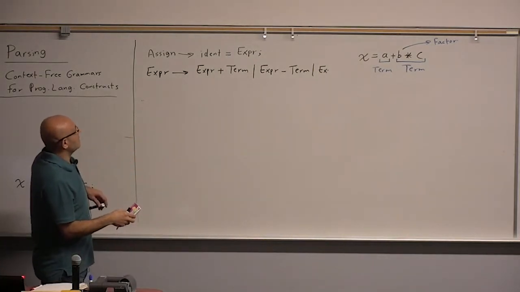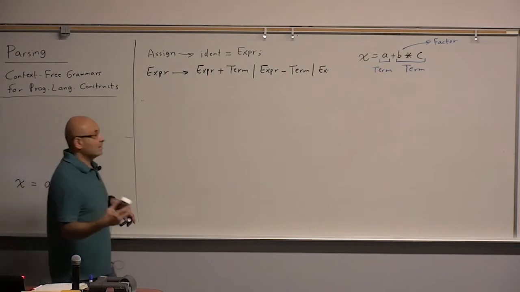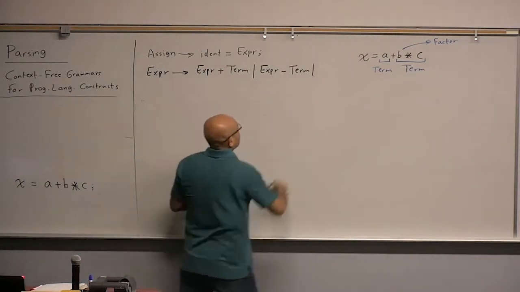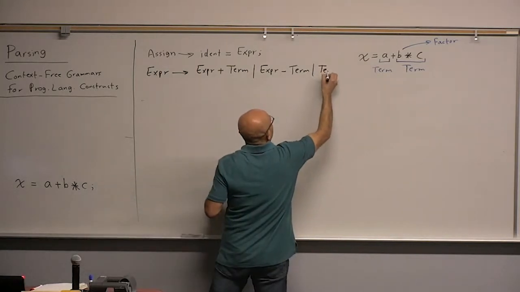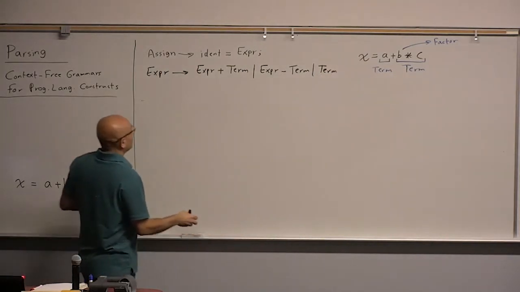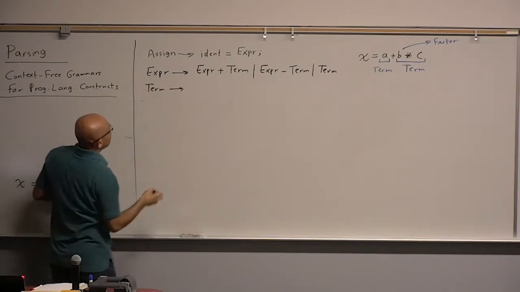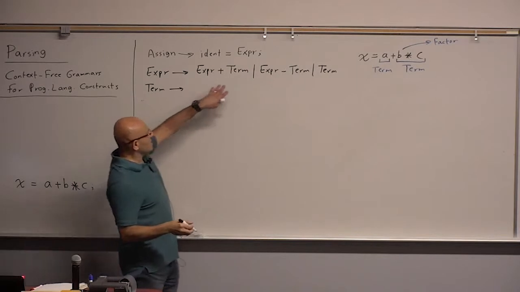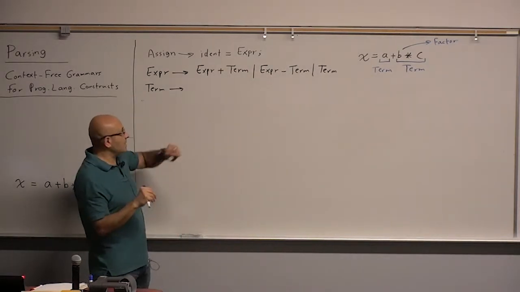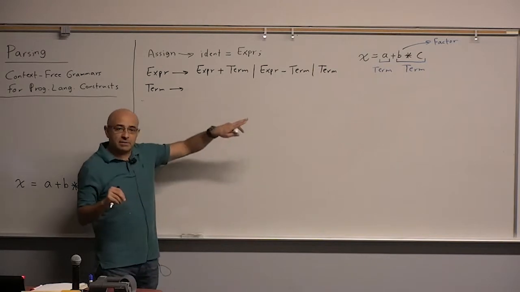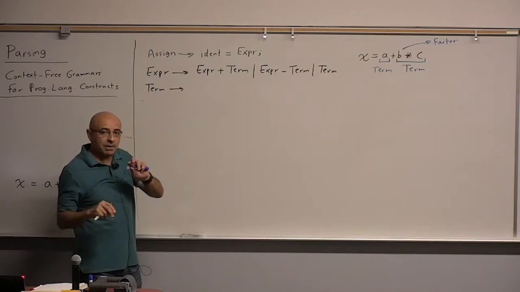If I say expression, then it will be a recursive definition without a base, right? So I have to have a base. I have to have a non-recursive definition or term. Now the term in turn, it's the same thing as the expression, but the relation between a term and a factor is the same as the relation between an expression and a term, except that the operators are going to be multiply and divide.